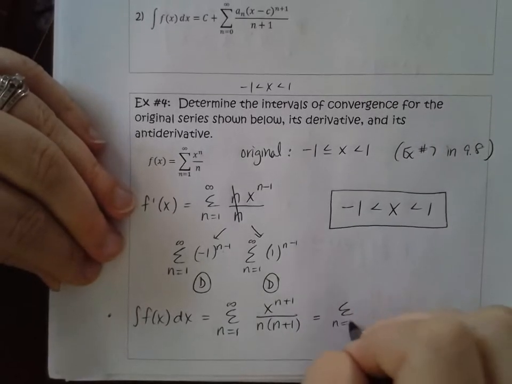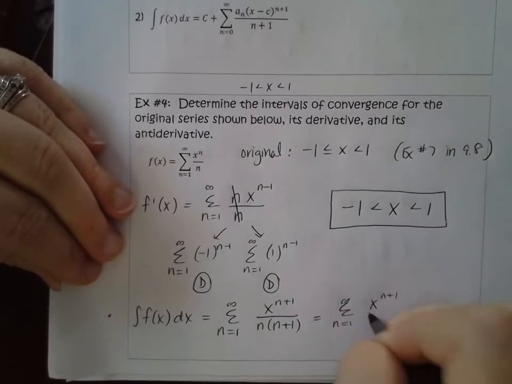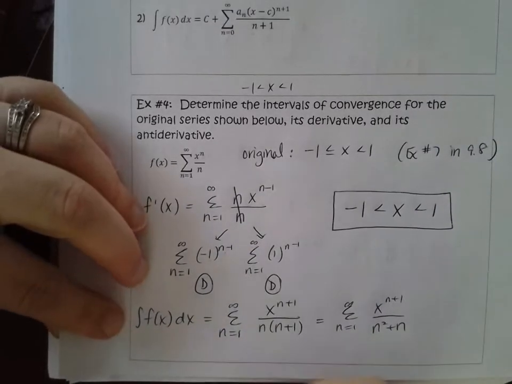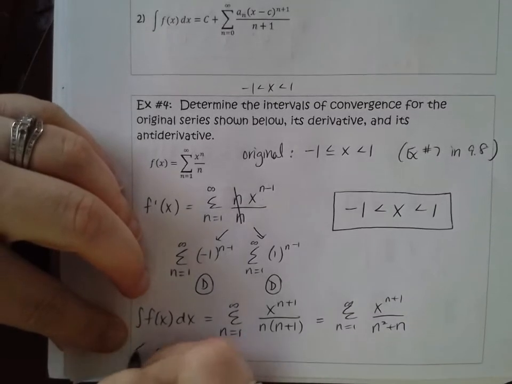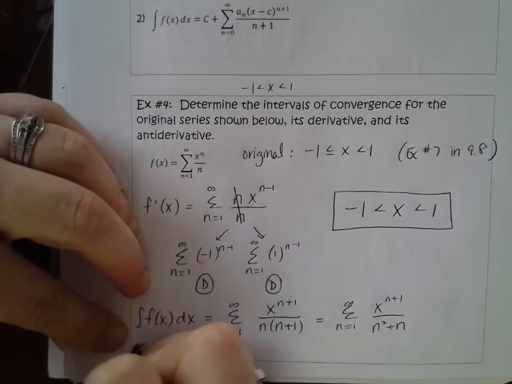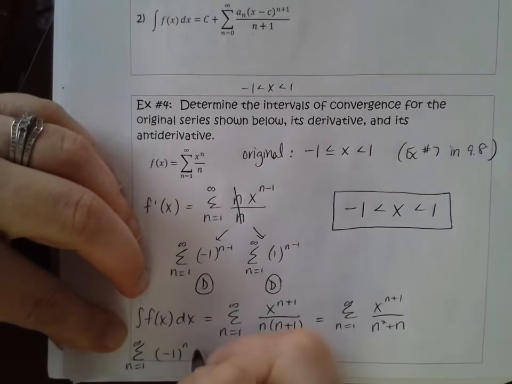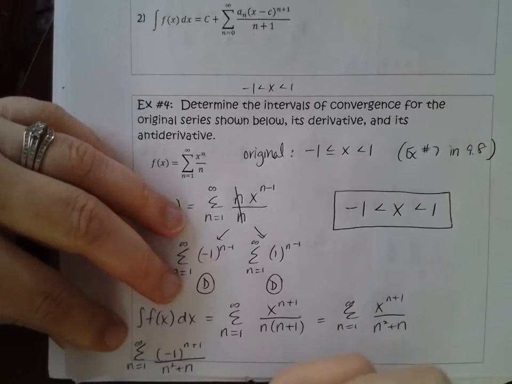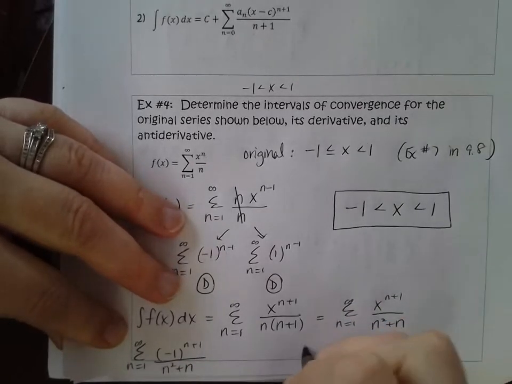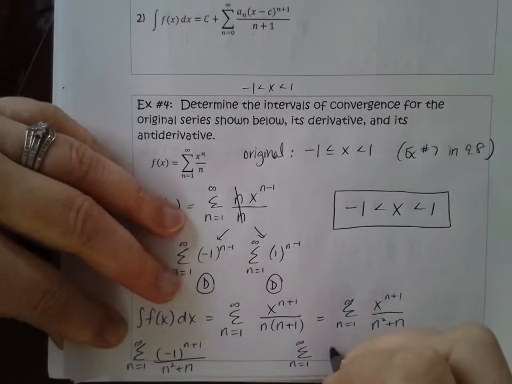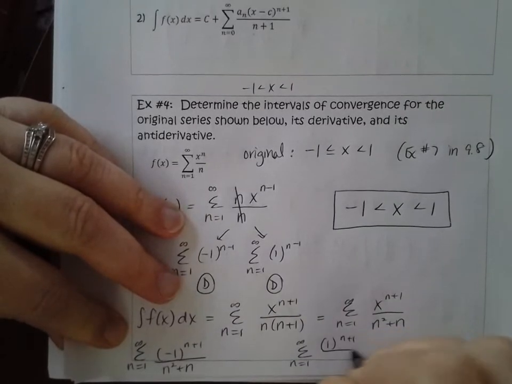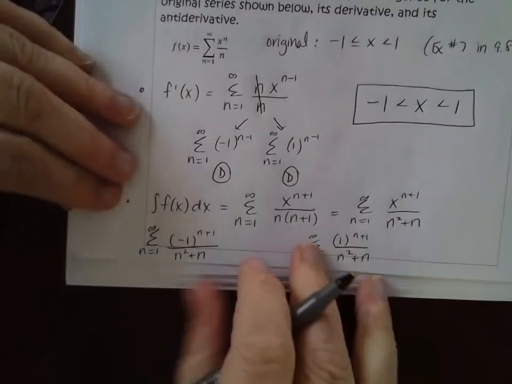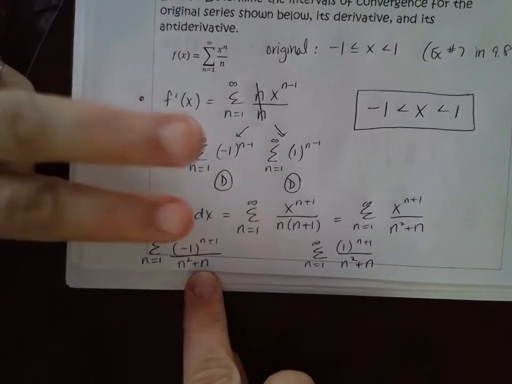I'm going to simplify this to x to the n plus 1 over n squared plus n. What would happen if I looked at this series and plugged in -1? Or if I looked at the series and plugged in +1? The first one is an alternating series, and an alternating series has two criteria.